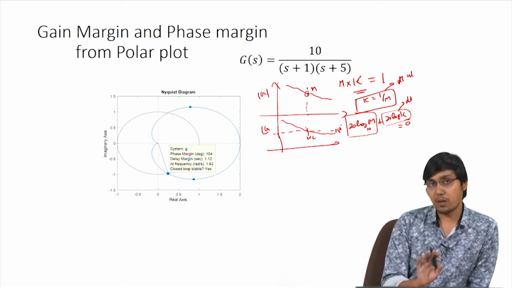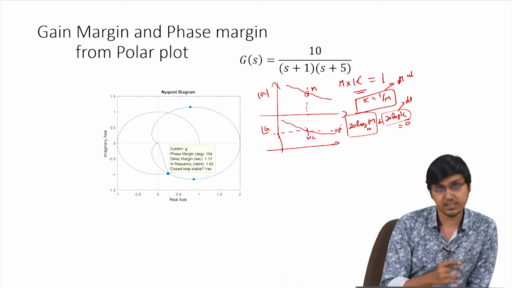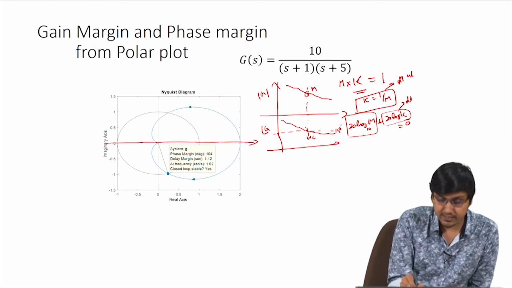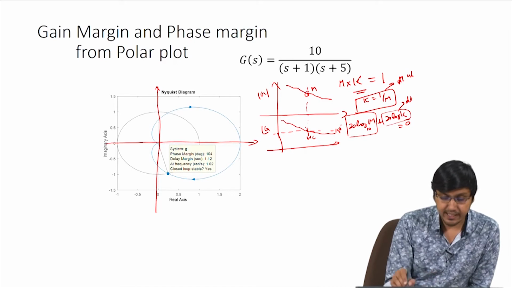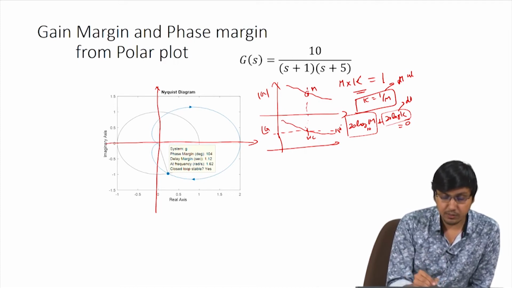You just need the polar plot for finding the gain margin and phase margin, so the mirror image is not really required for this. But anyway, we have the mirror image, so let us just forget it for now. This is the real axis and this is the imaginary axis, and this is the polar plot, the bottom one is the polar plot.